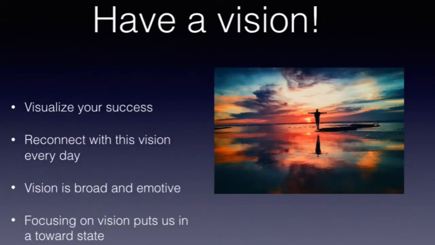Have a vision. Having a vision is very important for learning anything new. It's interesting, vision is all about why you want something. It's about what you want to achieve, where you want to go. Vision is really different from how you're going to get there. Actually, there are two different brain systems. The system that focuses on why and how are different.